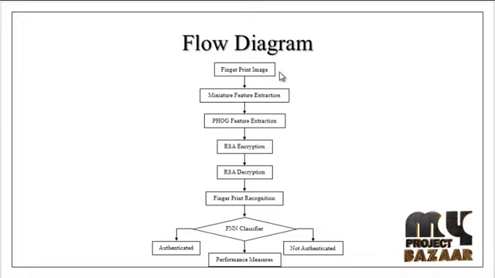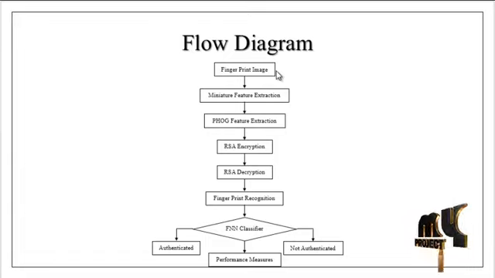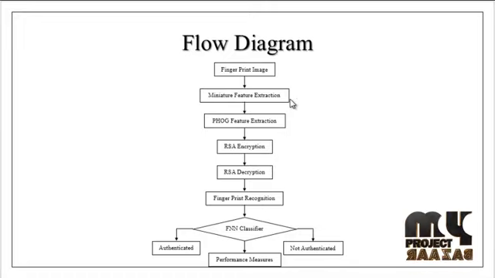At first, the fingerprint image is taken from the dataset. The dataset consists of several images, both authenticated images as well as unauthorized images. After getting any one image from the dataset, we go to the next stage of the project, that is the minute feature extraction. In this minute feature extraction, the minute regions will be extracted as features, and those pixel values are saved as feature values.